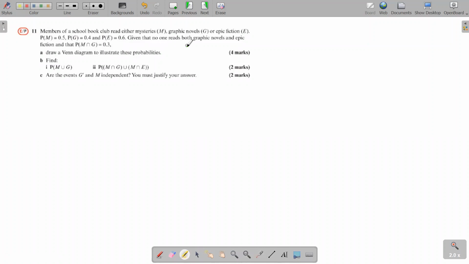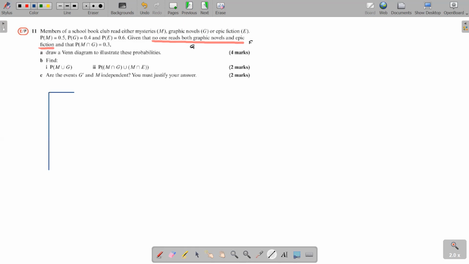So guys, there's one important thing here. Given that no one reads both graphic novels and epic fiction, what does that automatically tell us? Because there's no one who reads both of these books, it means these two sets are mutually exclusive. So they do not have an intersection. When you draw the Venn diagram, you need to make sure the graphic novel set G and epic fiction set E are mutually exclusive. There should not be an intersection between those two sets.